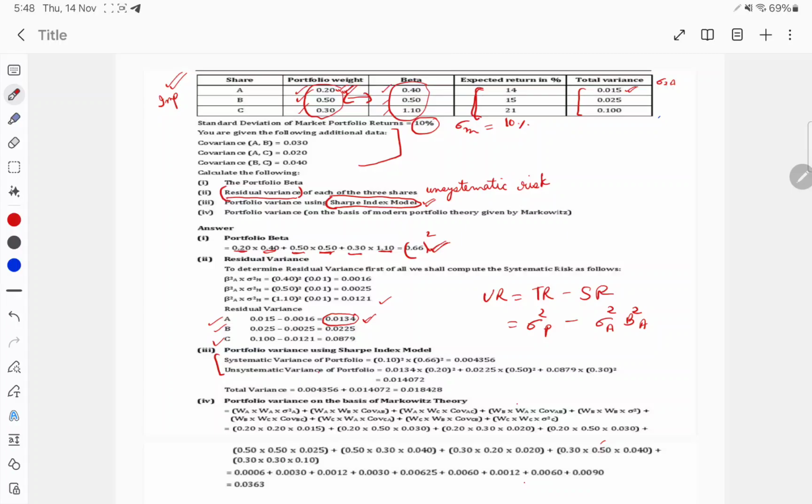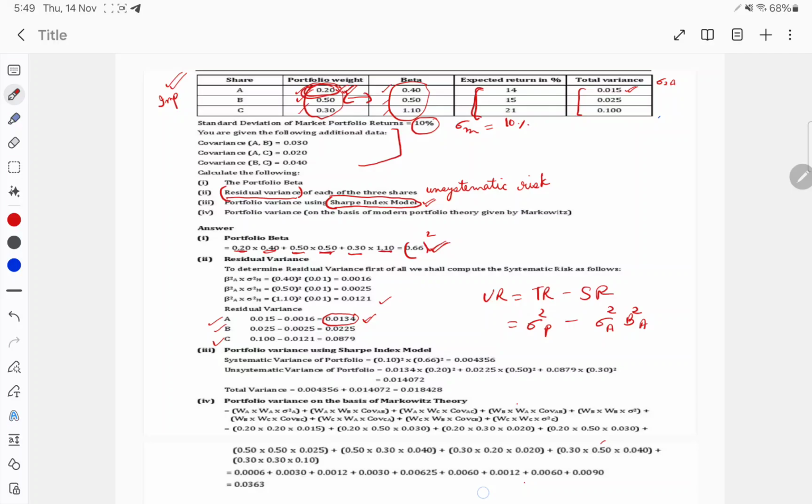Suppose I am explaining for stock A. The variance which they have calculated above, they have multiplied with the weight given in the question, which was 0.20. Weight square they have done, because this is variance now. For each of the stocks you will calculate and do the summation. Now the total variance will basically be the summation of systematic risk and unsystematic risk. The systematic risk you have calculated above, and this is the unsystematic risk you have calculated, and this will be the portfolio variance using the Sharpe index model.